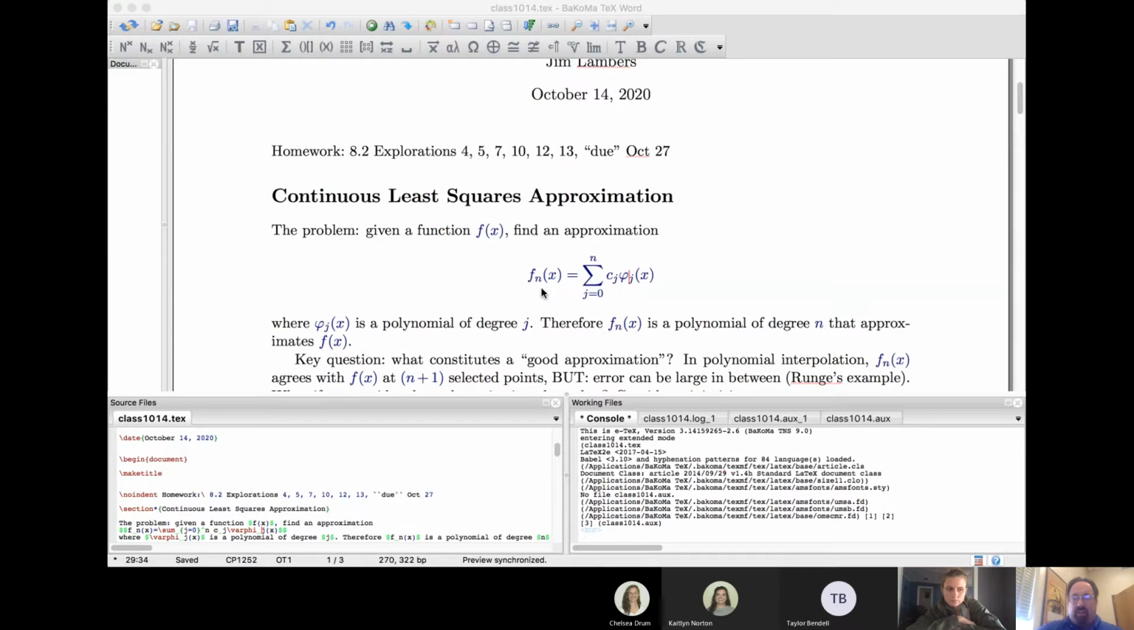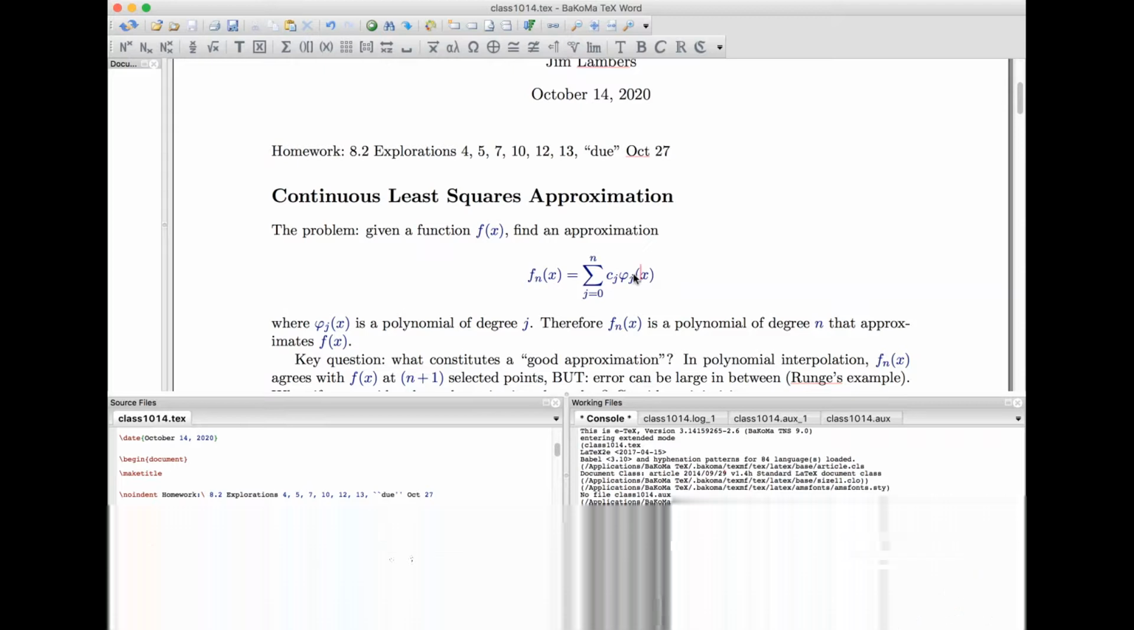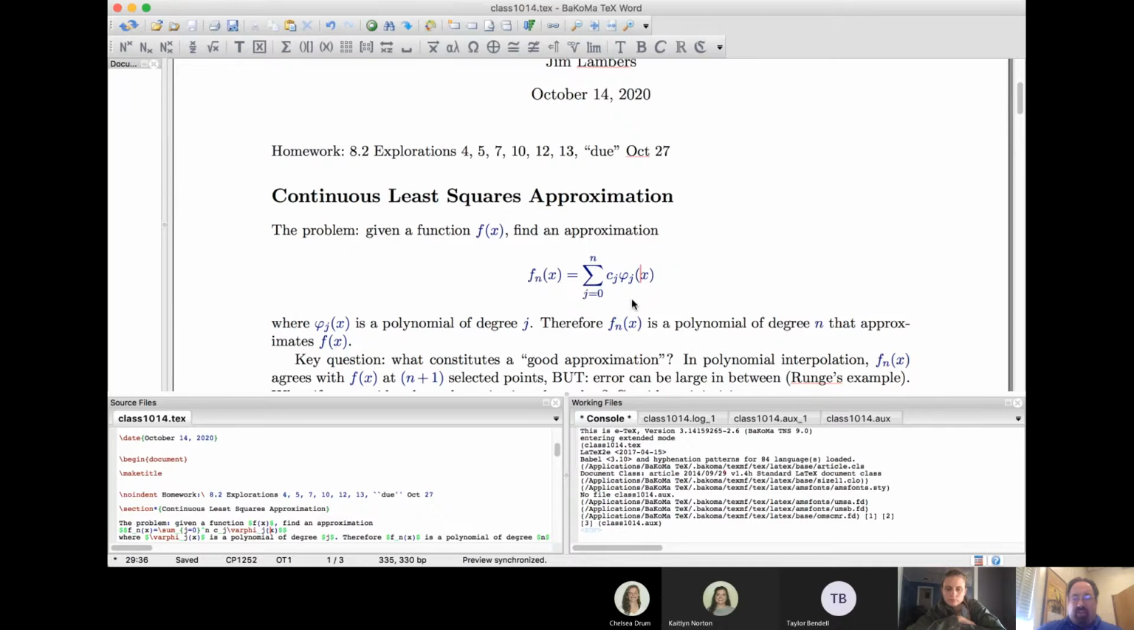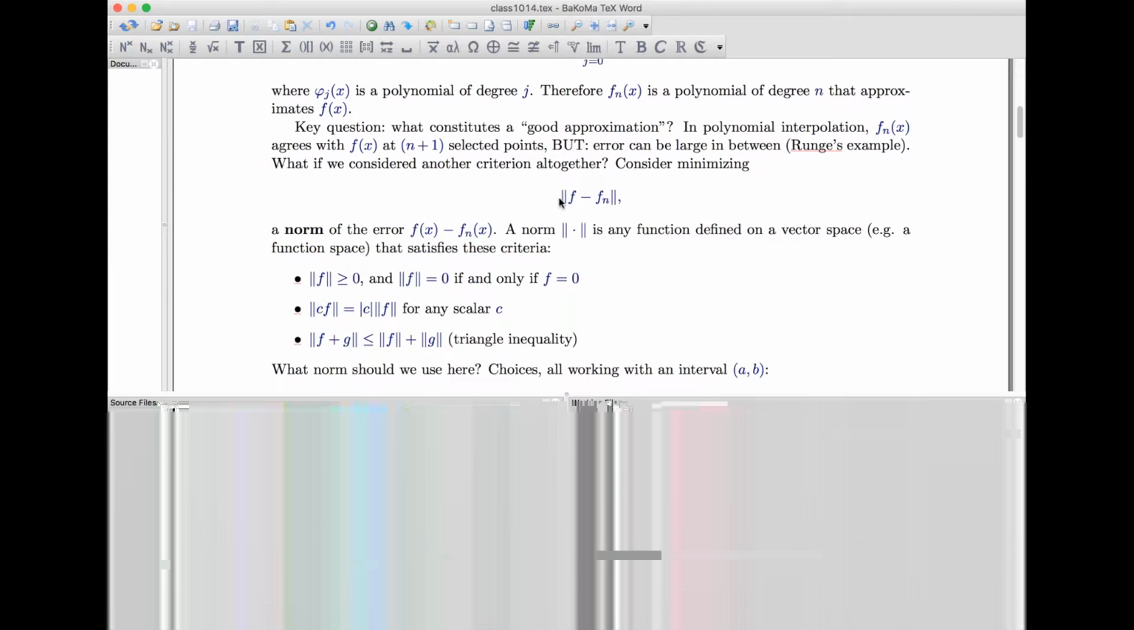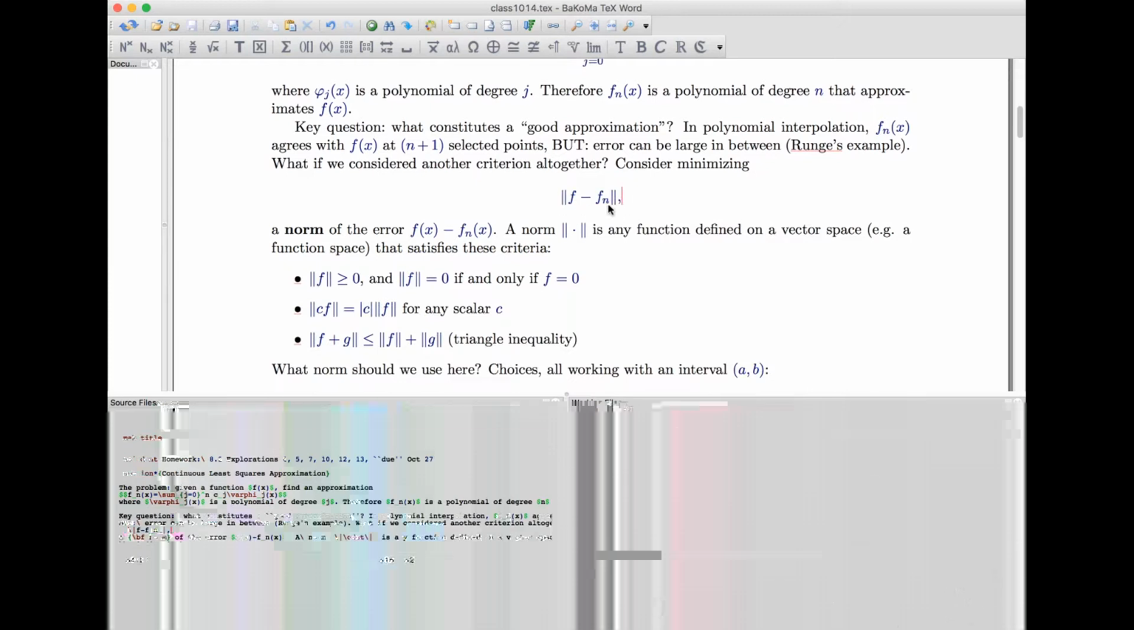For the sake of a video, we're trying to approximate a given function f of x by a function of this form, which is a polynomial of degree n, where these polynomials of each degree j are specified up front, and we just need the coefficients. And the goal in selecting this approximation is to minimize the norm of the error. So it's the best approximation in the sense of making this measure of magnitude of the error as small as possible.